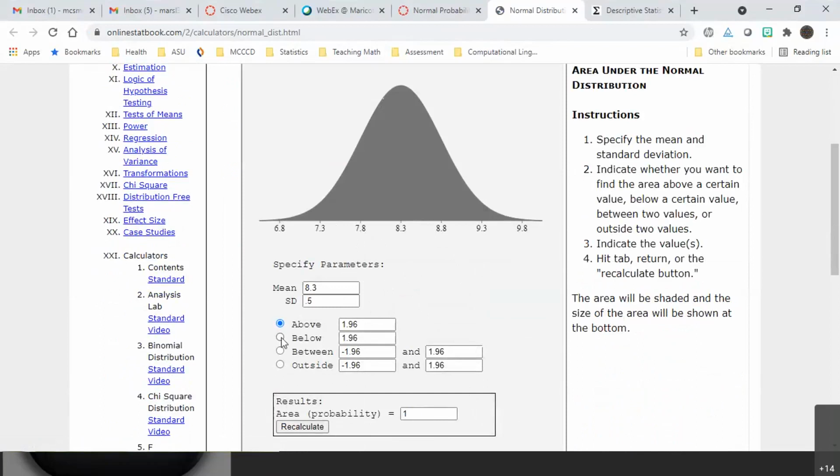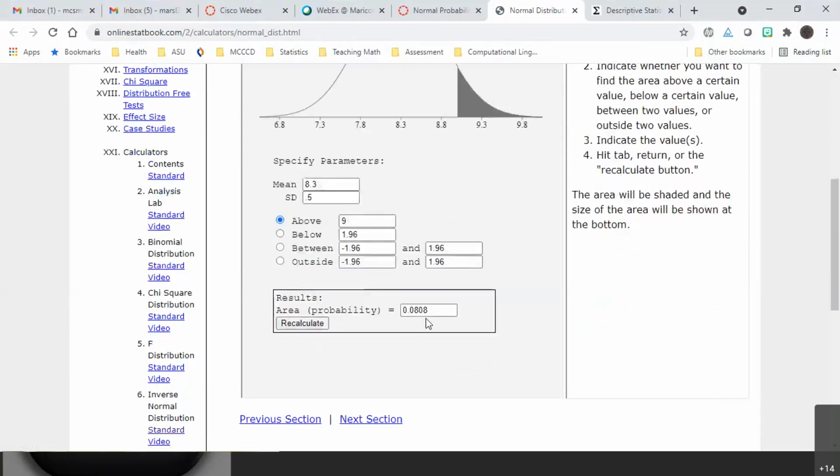And I'm interested in the probability that I pick something that lasts longer than 9 years. So I'm going to click above and put 9. All right, so I'm interested in the part of the curve out here. Click recalculate. It'll show me the area that it's finding under the curve. This is where 9 would be, and my probability is 0.0808.